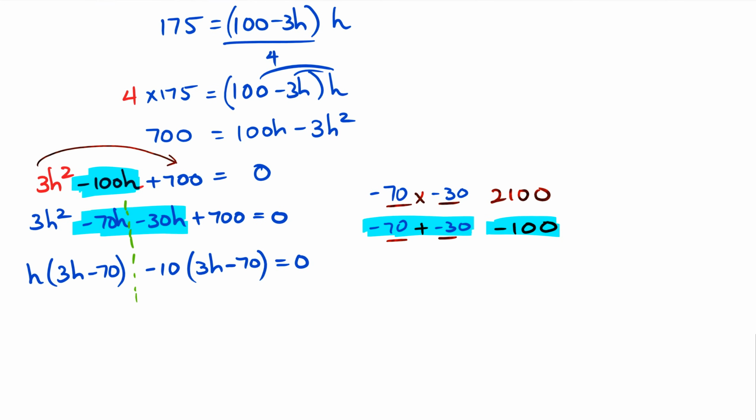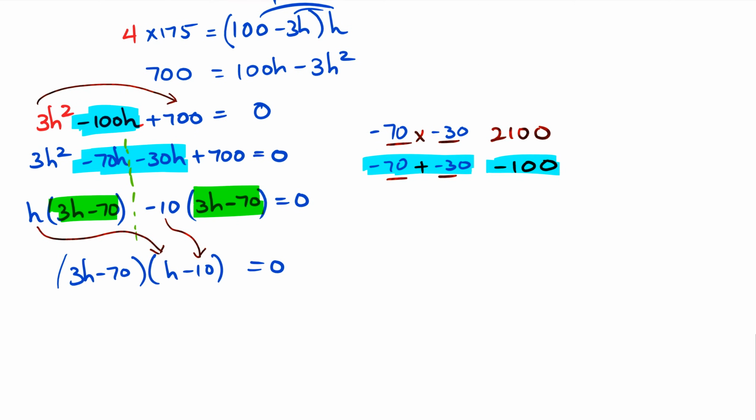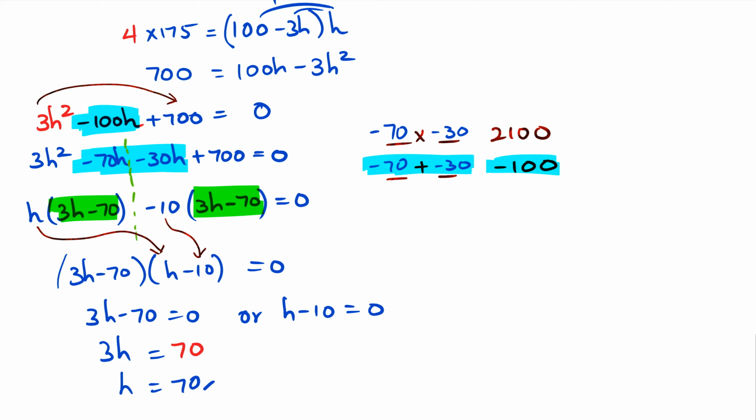And now I can see that 3h minus 70 is a common factor for both of these expressions. So I can write this as 3h minus 70 multiplied by h minus 10 equals 0. Now, if you're wondering, the h came from here and the -10 came to here. So what we have is 3h minus 70 equals 0, or h minus 10 equals 0. And in my first case, I've got 3h is equal to 70, and then h is equal to 70 divided by 3.